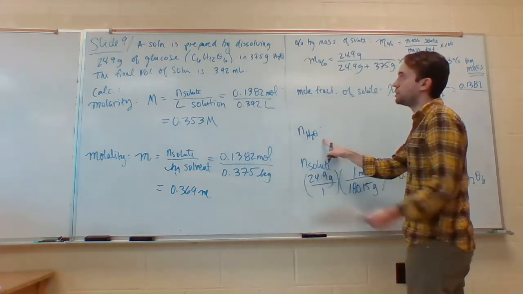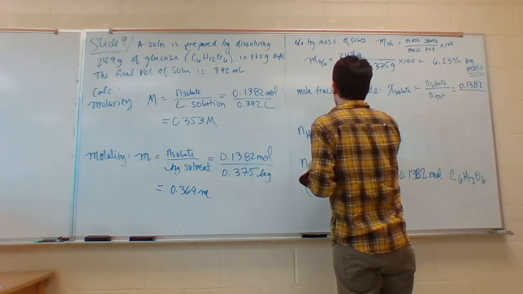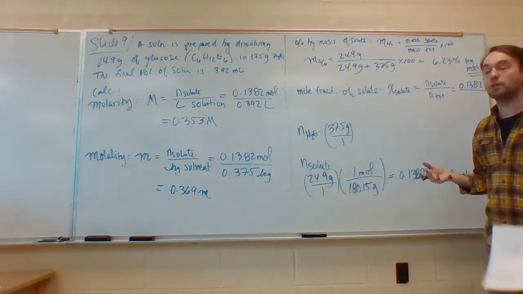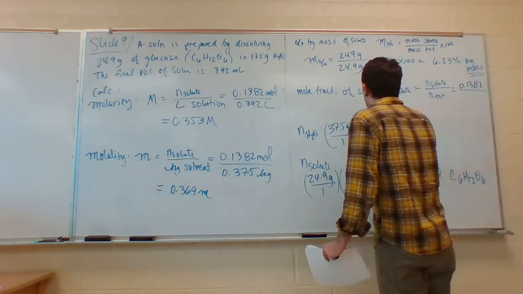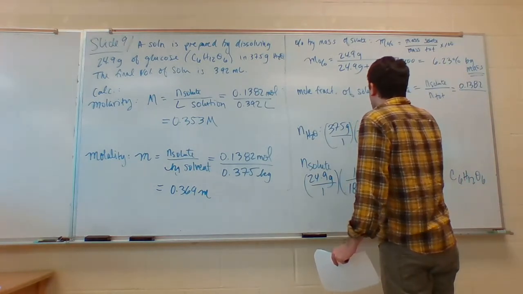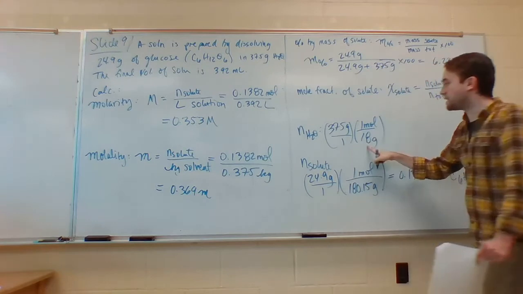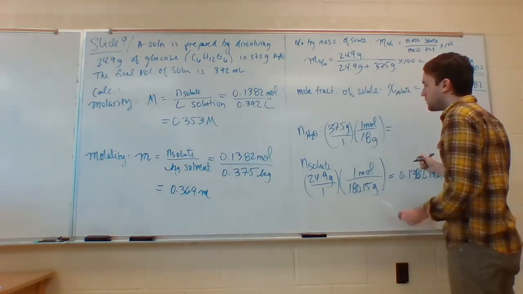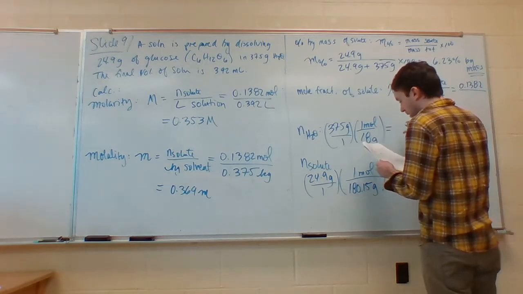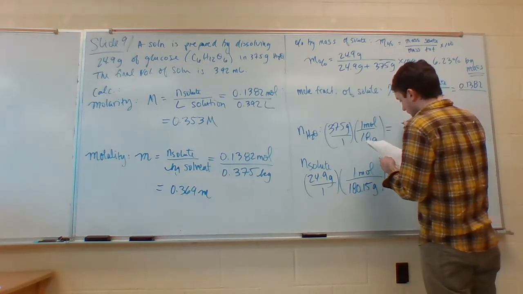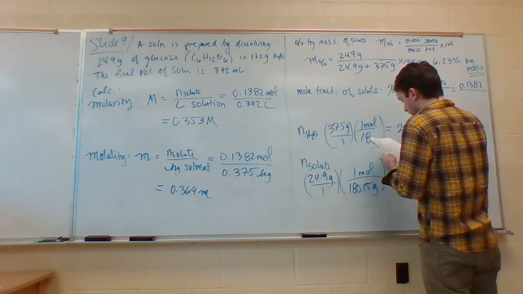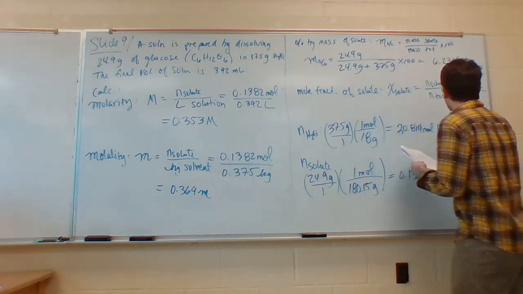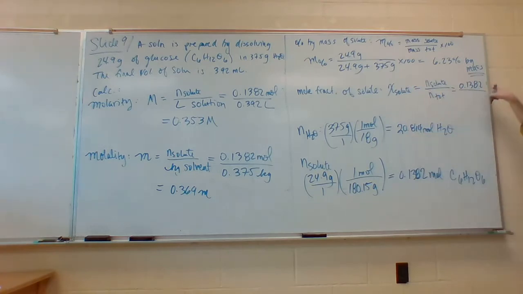In order to get our moles of H2O, we're going to take our 375 grams. How do we convert from grams into moles? By our molecular weight, right? So we have 18 grams per mole. We're going to put the 18 on the bottom with the grams because we want our grams to cancel, and that will allow us to convert into moles, giving us 20.814 moles of H2O.